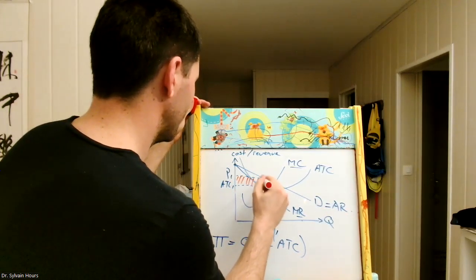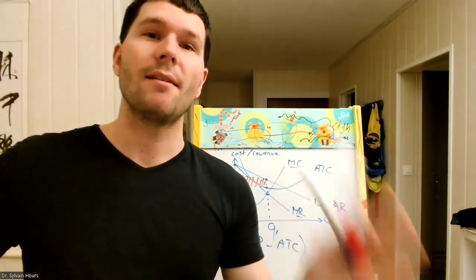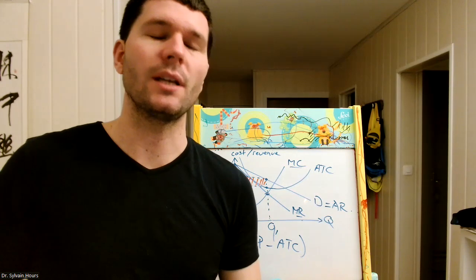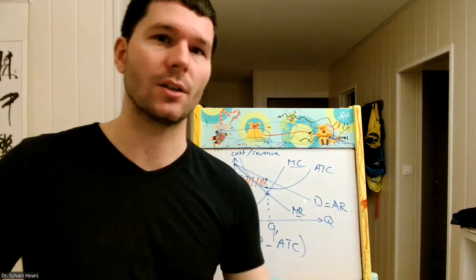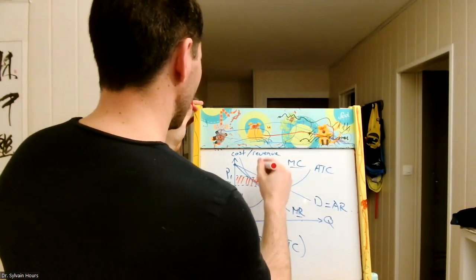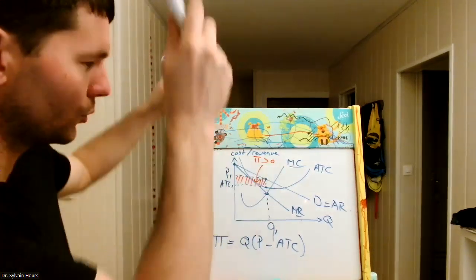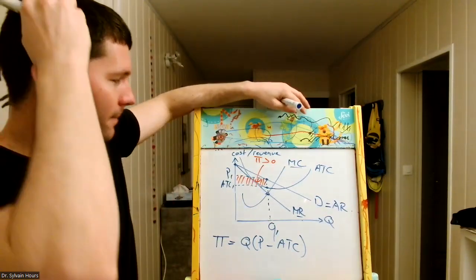This one I can shade because there is no long run adjustment. Why? Because there are very high barriers to entry. So even in the long run, nobody can enter, so it doesn't change anything. This red shaded area is the abnormal profit, positive or supernormal economic profit.